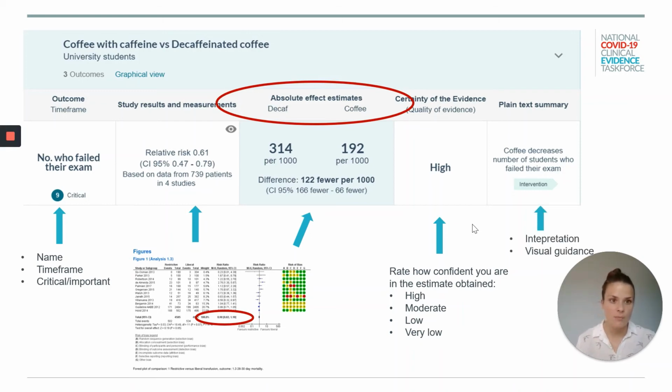The last column is a plain text summary, which sums up what we have identified for this particular outcome. So it sums up what was the effect that we saw in the analysis, as well as the certainty of evidence. This is narratively described, and also it provides you with a visual guidance. So this color indication showing that in this example, the intervention favors the particular outcome.